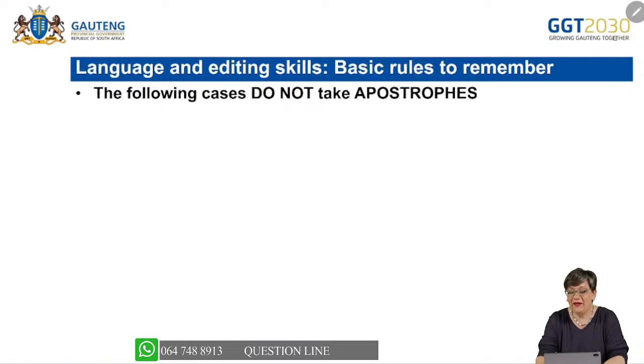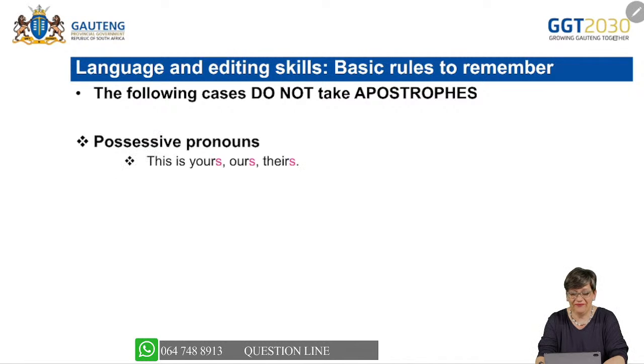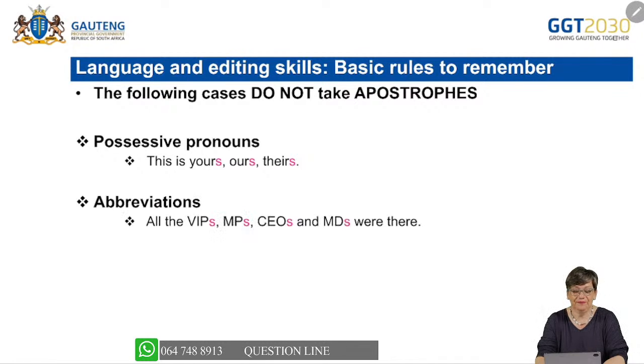Please remember that the following do not take apostrophes, and this is where we catch you out. Possessive pronouns like yours and ours and theirs don't take apostrophes. Abbreviations like BIPs, MPs, CEOs, no apostrophe. And even plural dates, no apostrophes. So I hope this makes sense and I hope you can remember it.